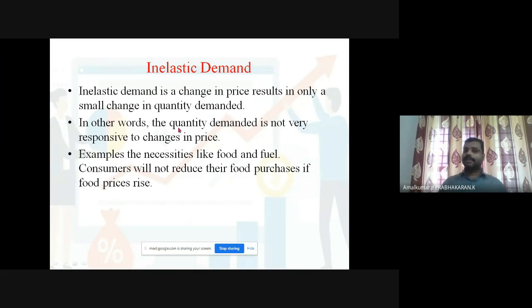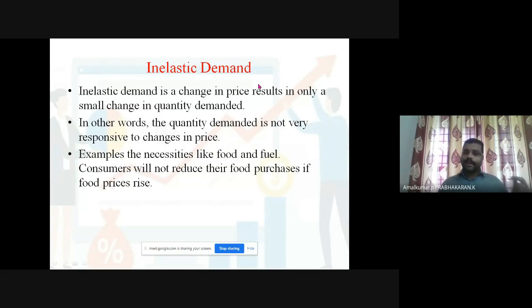So in other words, the quantity demanded is not very responsive to changes in price. That means the price is changing, but only a small change is happening in the quantity demanded. That is inelastic demand.